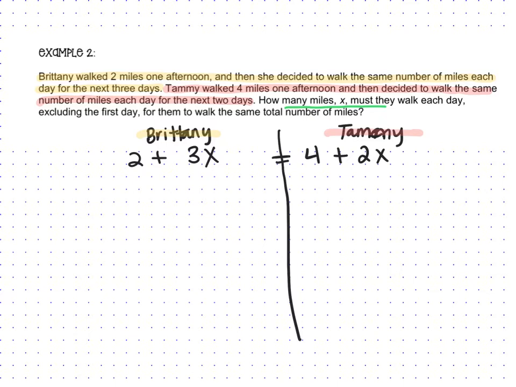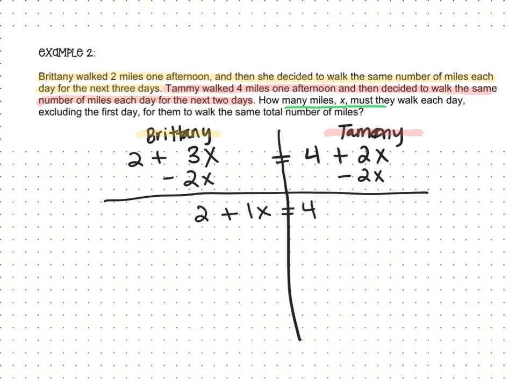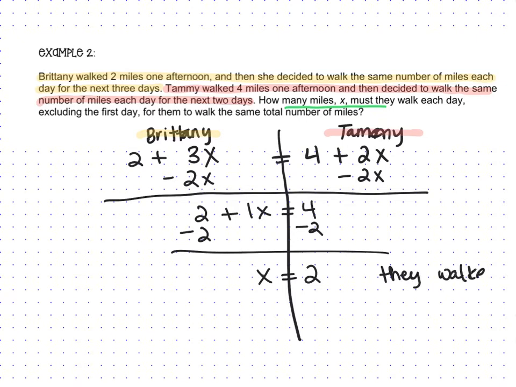Now that I have my equation set up, now it's time to solve. I am going to subtract 2 x's on both sides. I have 2 plus 1x is equal to 4. I'm going to subtract 2 on both sides, and my x is equal to positive 2. Now again, we're going to connect this back to the words in the problem. The question was, how many miles did they walk each day? And the answer, since x is 2, they walked 2 miles each day.